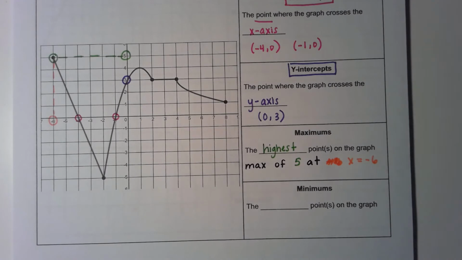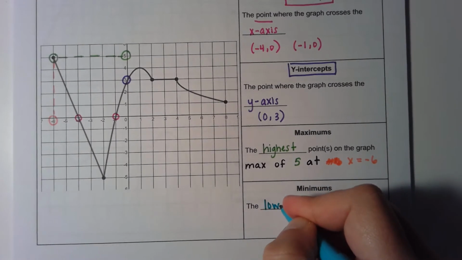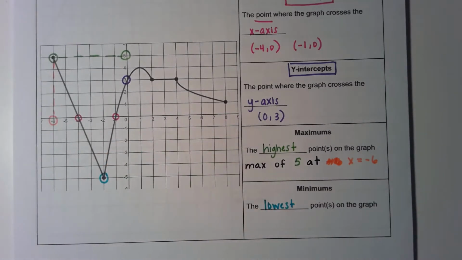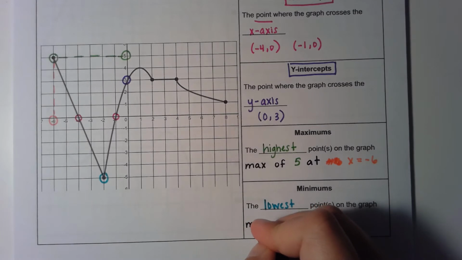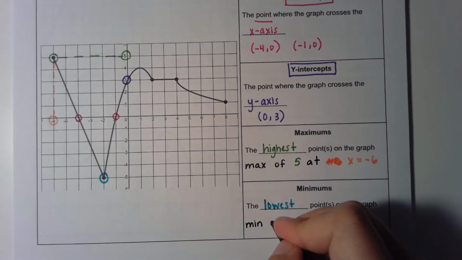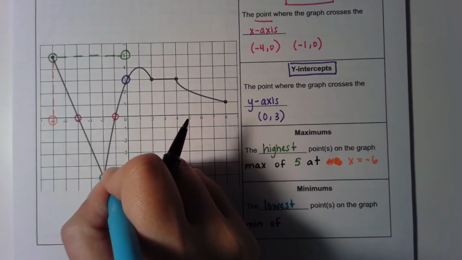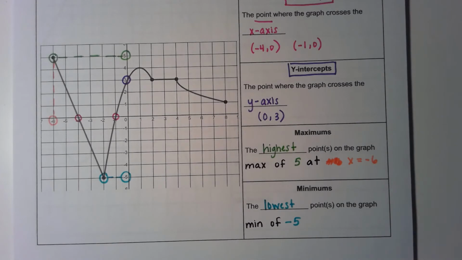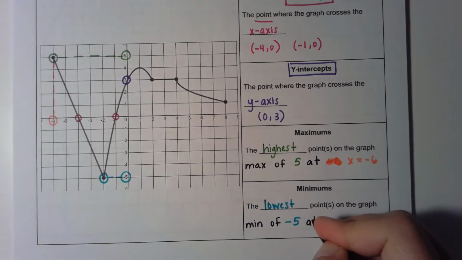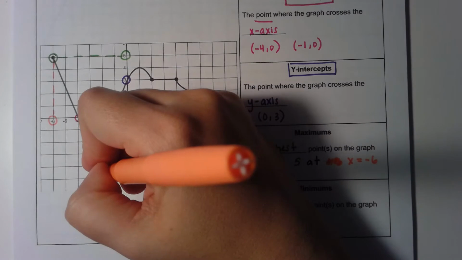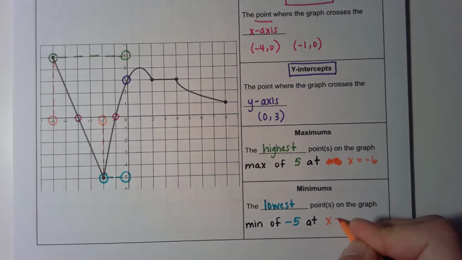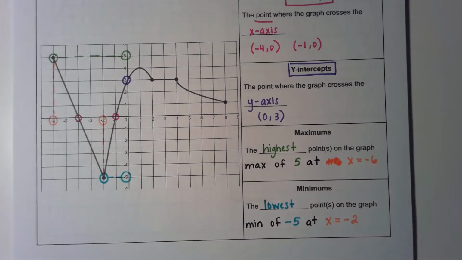Now for our minimum, we're going to be looking for the lowest point on the graph. In this case, the lowest point would be right here. So we would say that this graph has a minimum, I like to abbreviate that min, of, in this case, -5. That's the lowest it goes. And then we would say at whatever x coordinate is associated with that point, which in this case would be -2. And that's how we list maximums and minimums.